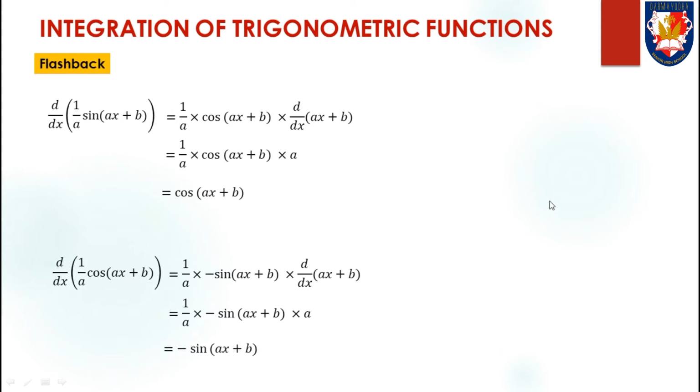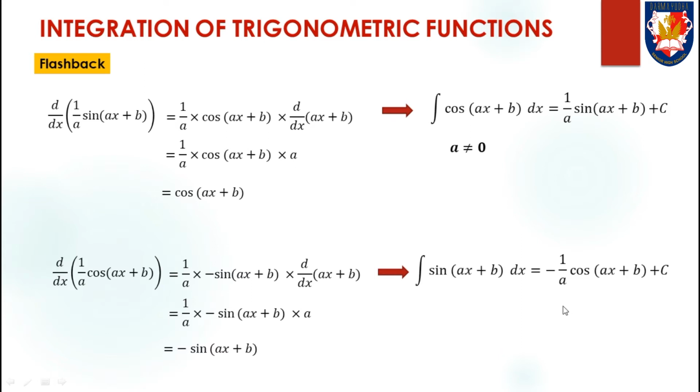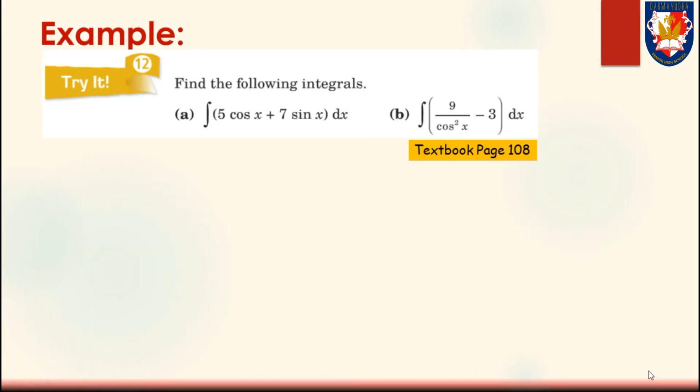Based on the definition of the integral, from here we will have the integral of cosine ax plus b dx equals 1 over a times sine ax plus b plus c. Here a is not 0. The integral of sine ax plus b dx equals negative 1 over a cosine ax plus b plus c. A is not 0. Example, try 12.